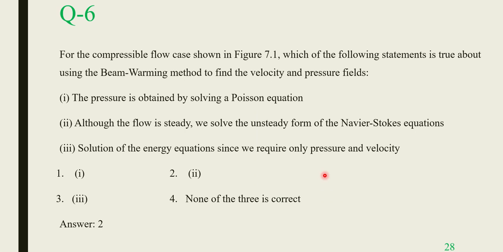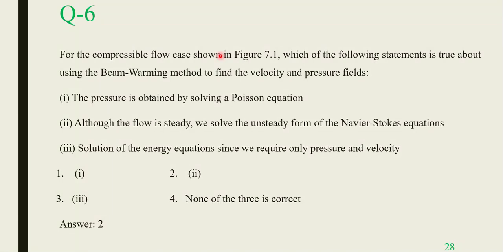In question 6 it is asked that for the compressible flow case shown in figure 7.1, which of the following statements is true about using the beam warming method to find the velocity and pressure fields? The last problem we saw was about the McCormack scheme, and in this problem we are dealing with the beam warming scheme. The figure is the same that was given in previous slides. Which of the following statements is true when using the beam warming method?